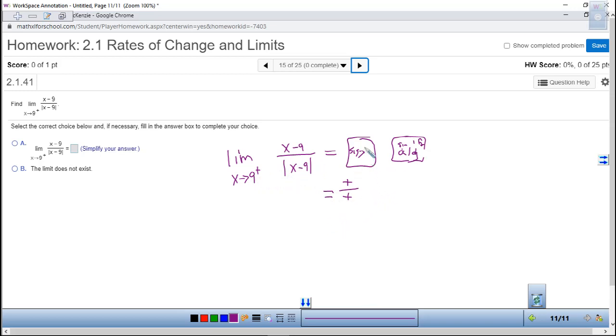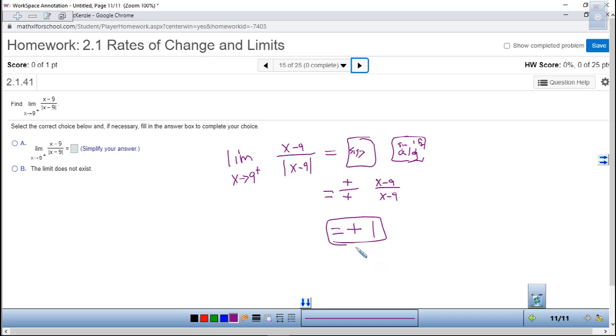All right, so right now, I've done this part of my assignment. I found out that I've got positive over positive, which is going to give me an overall positive number for my answer. Now, I've taken care of the absolute value part. So now I've essentially got nothing more than x minus 9 over x minus 9, because I've taken care of the absolute value by analyzing the signs. And what is x minus 9 over x minus 9? It's just 1. So we have a positive 1 as our limit.